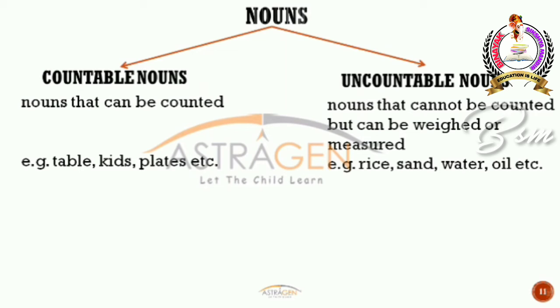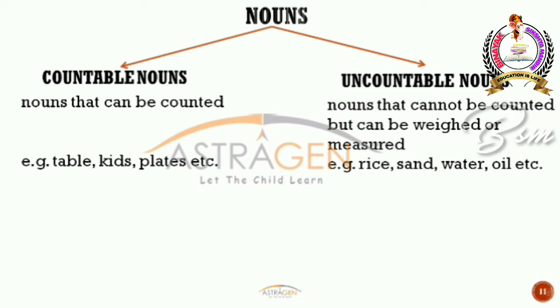What about sand? Again, you cannot count sand. So again, how do you measure sand? In kgs or in grams or in bags, right? So whenever you weigh anything or whenever you measure, all that will come under uncountable nouns. What about water and oil? They are not powdered or solid materials, but they are liquid materials. But still, you cannot count that.